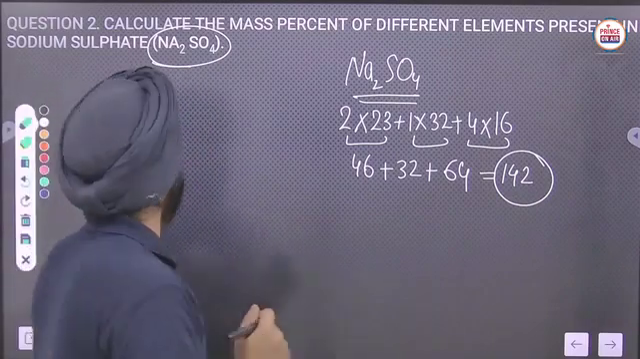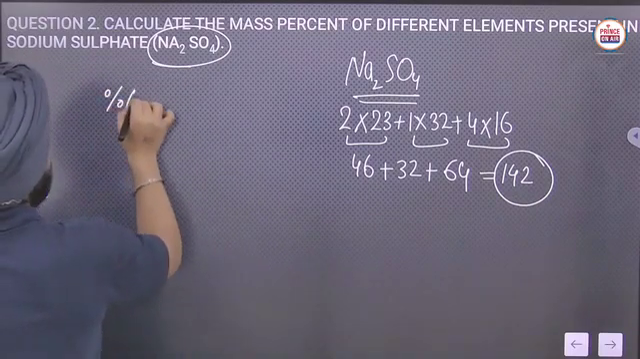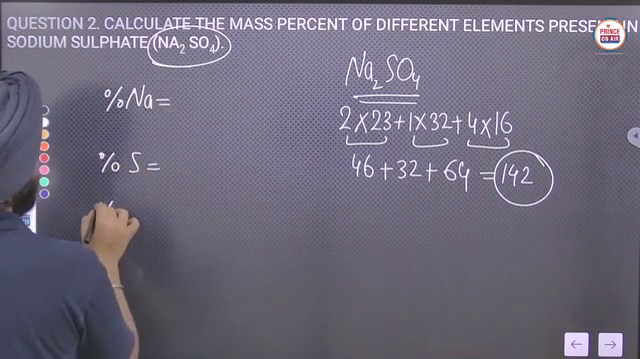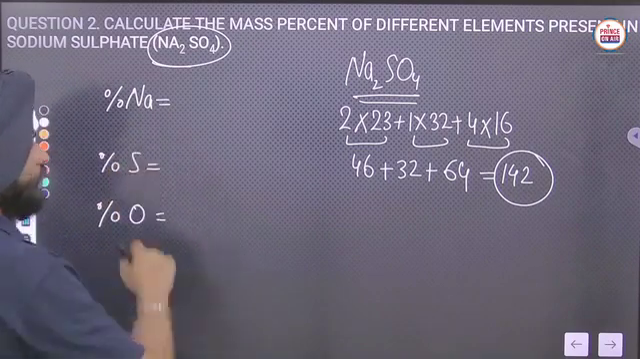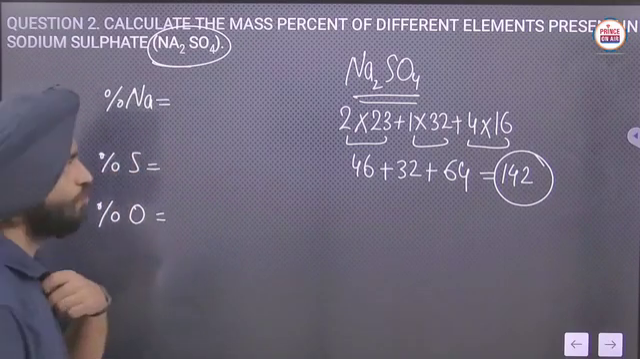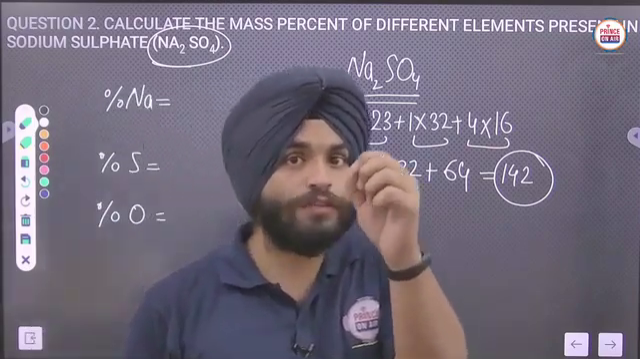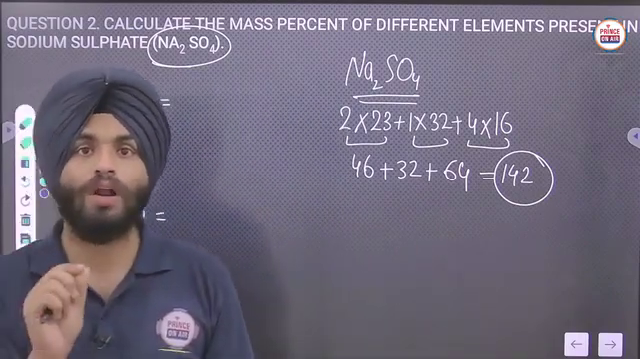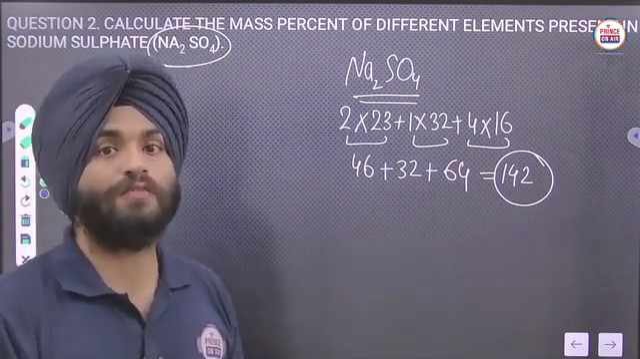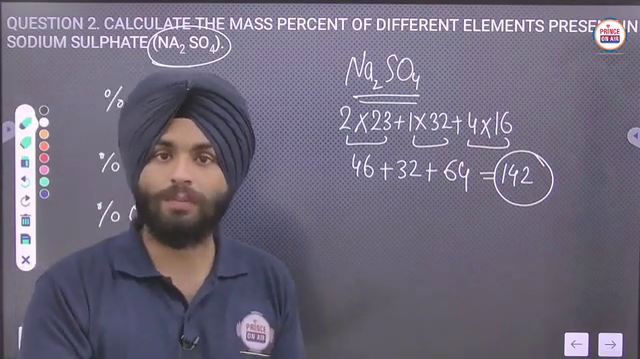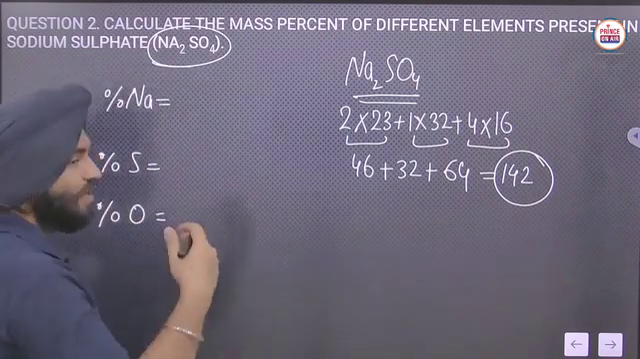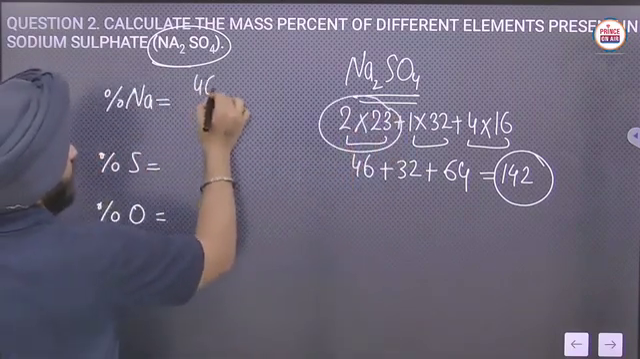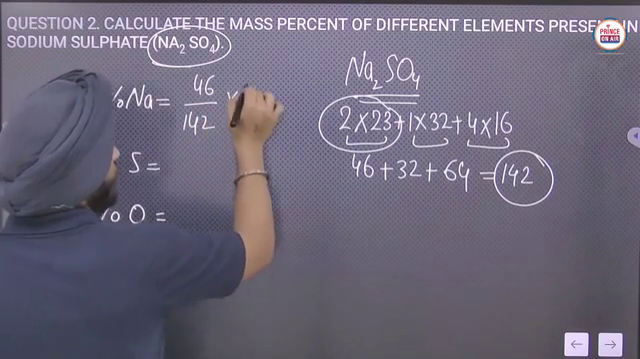Now we have to calculate the percentage of sodium, the percentage of sulfur, and the percentage of oxygen. How can we calculate the percentage of sodium? The mass of sodium in the given molecule upon the total mass of sodium sulfate into 100. In that way we can calculate the mass percentage, which we have also discussed in the last videos. So the mass of sodium is 46 divided by 142 into 100.